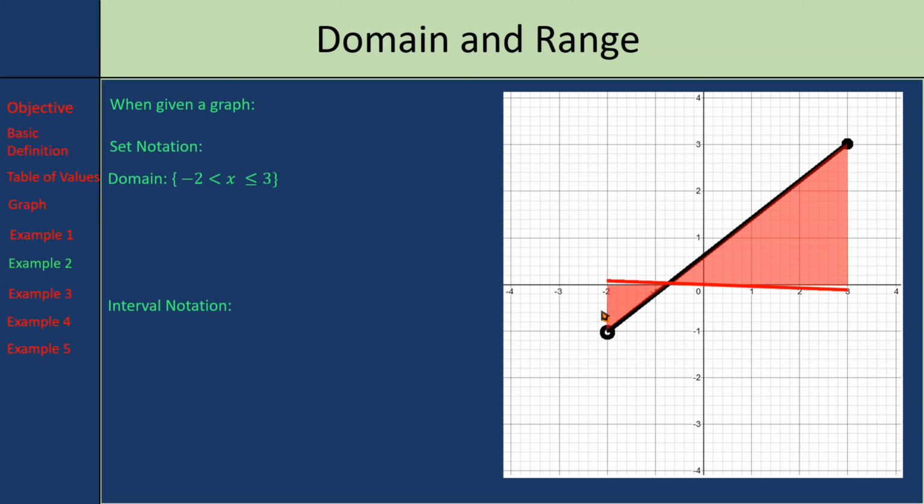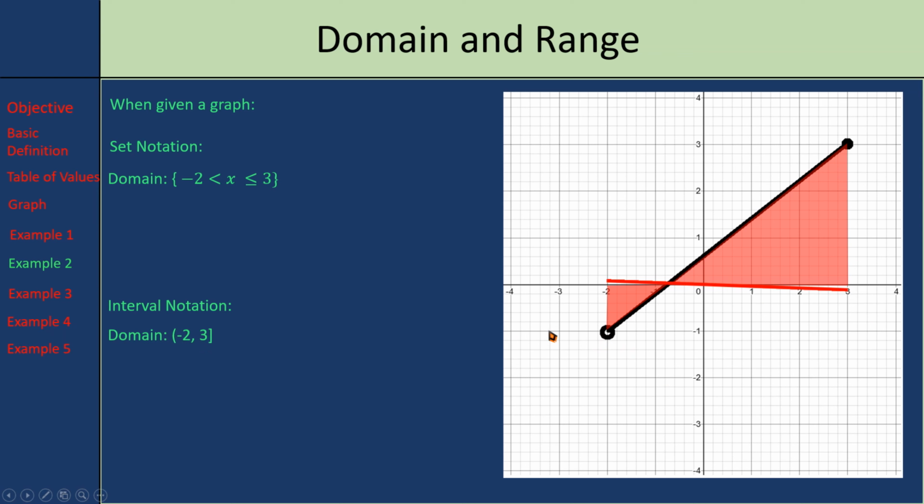So in interval notation for the domain, remember, I start from the left, I go to the right. I start at -2, I go to 3. So here it is. I put parentheses because it does not include the endpoint. I put square bracket because it includes the 3. So I go from -2 to 3. I do not include the -2.